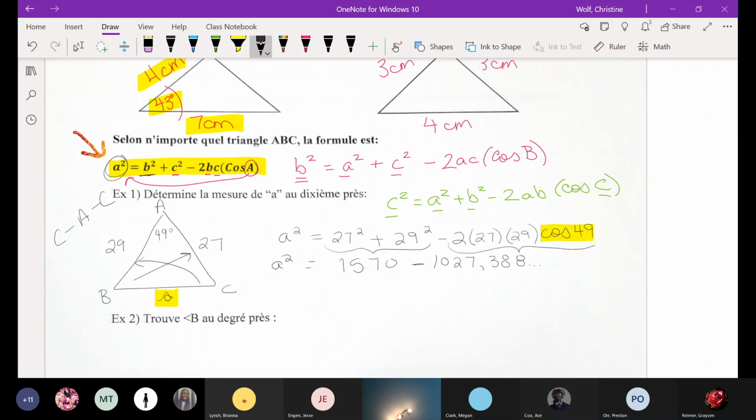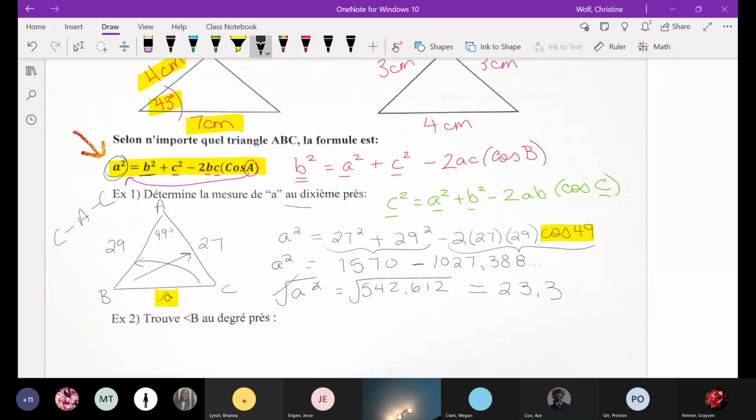Okay, that should be accurate enough. Okay, so maintenant, je soustrais ces deux nombres et je vois que A carré égale 542.612, mais je veux savoir c'est quoi A, right? So je prends la racine carrée ici pour que le petit 2 annule et je fais la même chose à la droite aussi. Et enfin, quand je prends la racine, c'est 23.3.